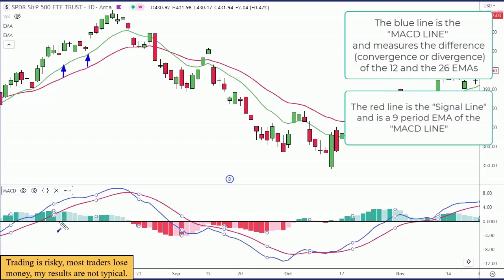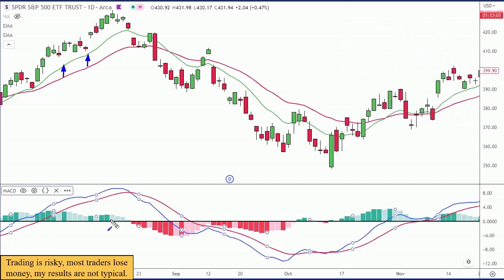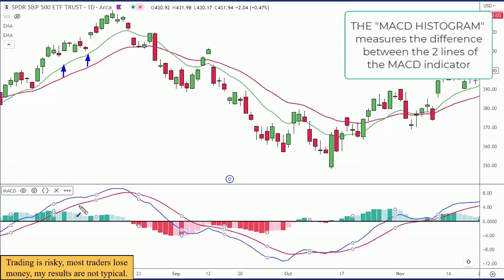Now, the MACD histogram is down here, and that's not going to measure the difference between the 2 moving averages. We've already got the blue line for that. That's going to measure the difference between the 2 lines of the indicator, the MACD line and the signal line. And so it's also measuring the difference, but now between the 2 lines of the indicator. So this is perhaps one of the easiest ways to read the indicator.